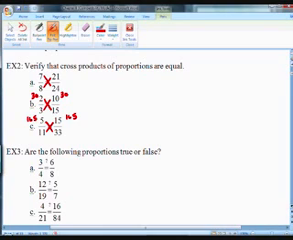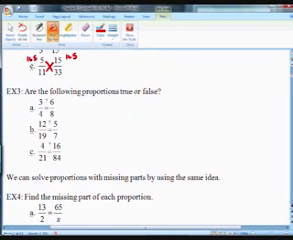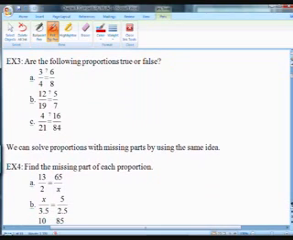Because now, well, we're going to do kind of the same thing here. Are the following true or false? Are they equal? Okay, it's got a little question mark. We don't know if they're equal or not. Let's do the first one two different ways. Take 3/4 and change it. Can we change that into 6/8?